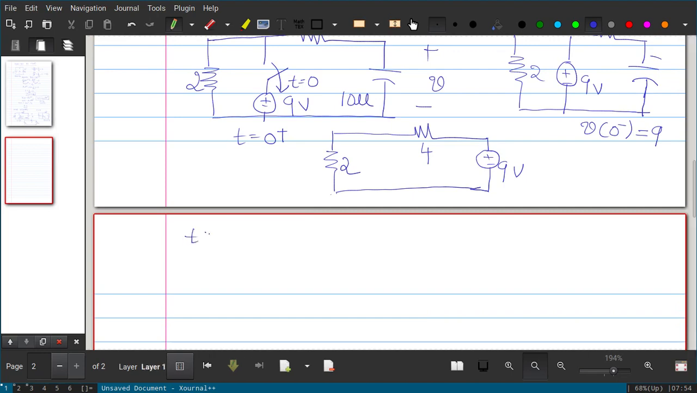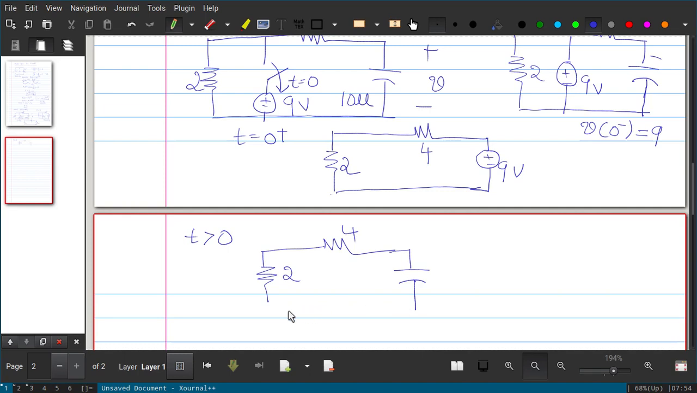Now at t greater than 0, when the switch is open, what happens to the circuit? At the moment 0 plus, it acts like a voltage source, but if you keep it for a long period of time, what is the equivalent circuit? It is 2 and 4, and you replace the source by the capacitor, with voltage V, and the capacitance value is 10 micro. Now we will write all the values.